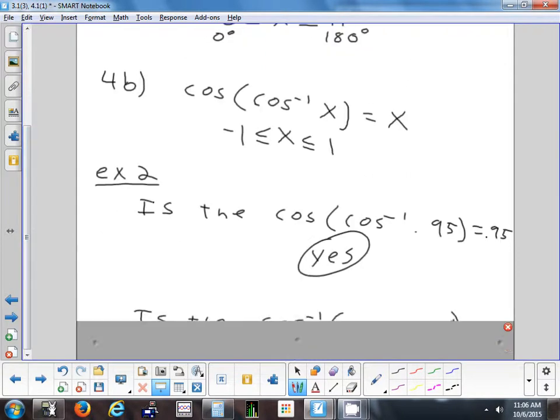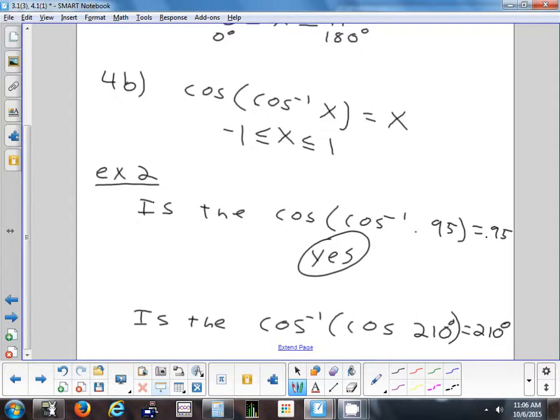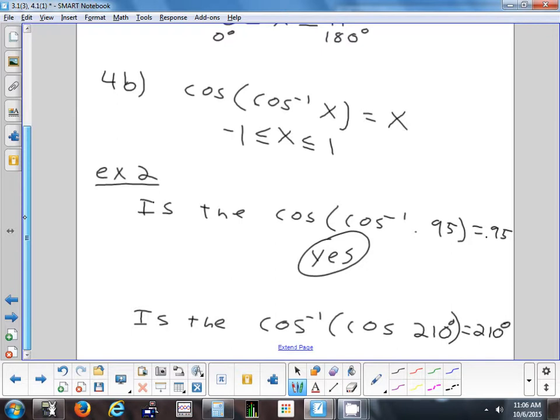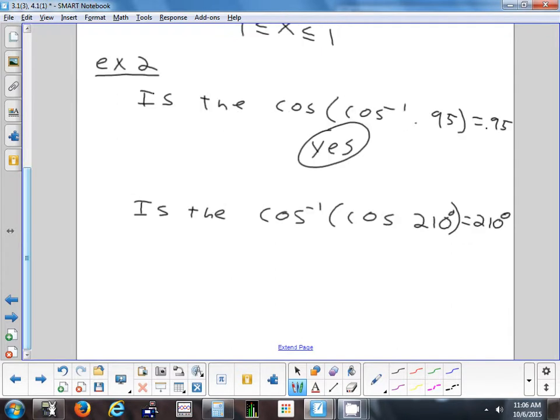Okay, and let's try this one. Now we're switching it. Put the inverse on the outside, put the regular one inside. When the inverse is on the outside, you've got to be between 0 and 180. Dakota, is that one going to work? No, 210. It's not between 0 and 180. Questions on that one?